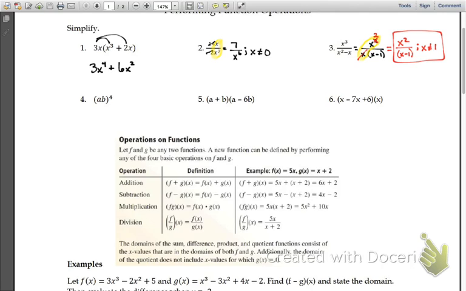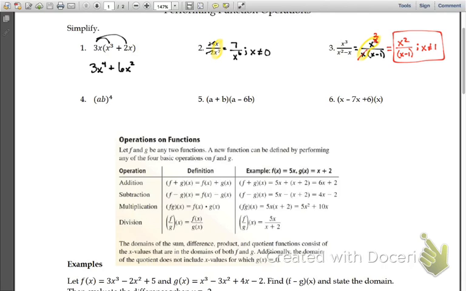Now, we'll skip over 4, 5, and 6 because that's just multiplication, or then just distributing that power. So whenever we talk about operations of functions, and we have more than one function, 2, 3, 4, whatever. Whenever we add, there are two different ways that we can read this, or two different ways that it can be written that mean the exact same thing.